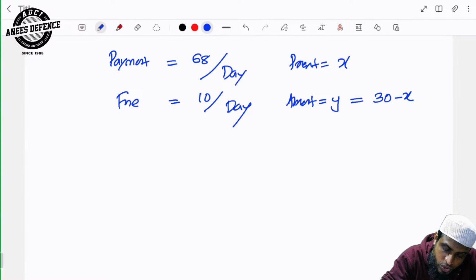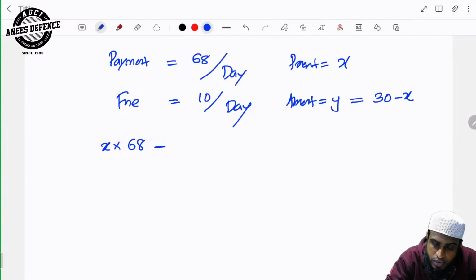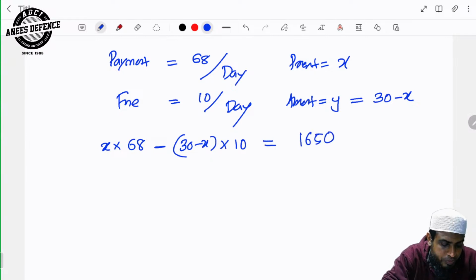So X into 68 minus, because fine means we have to deduct from the salary, then 30 minus X, the number of days he was absent, that is 30 minus X into 10, equal to 1650.